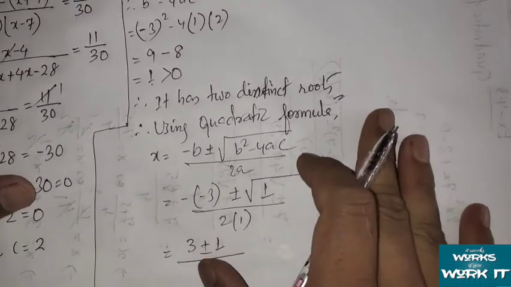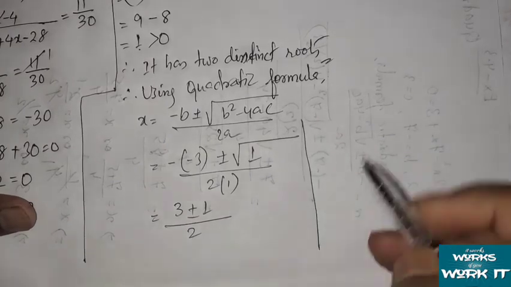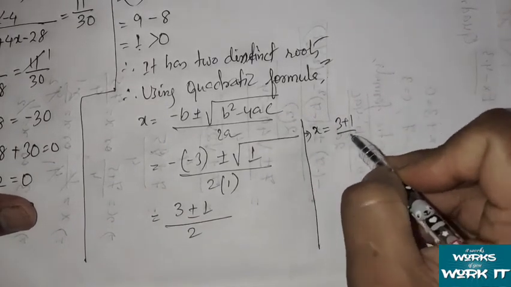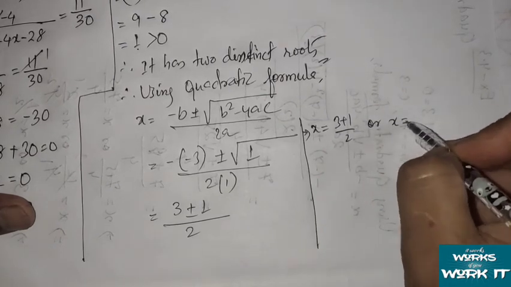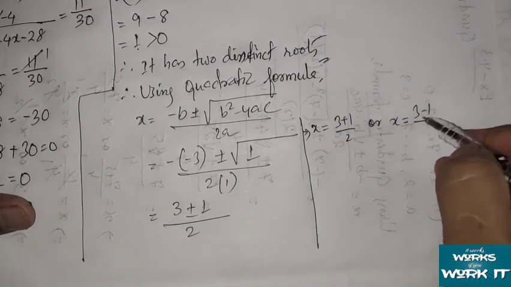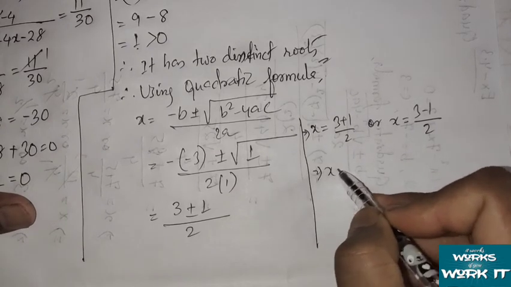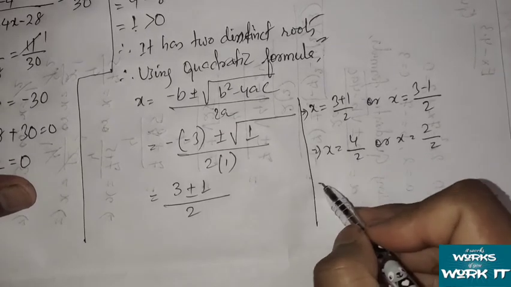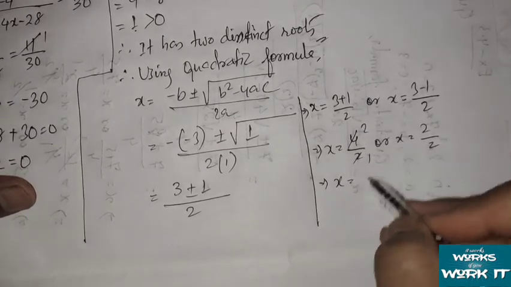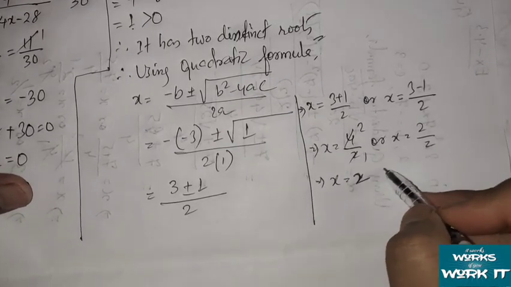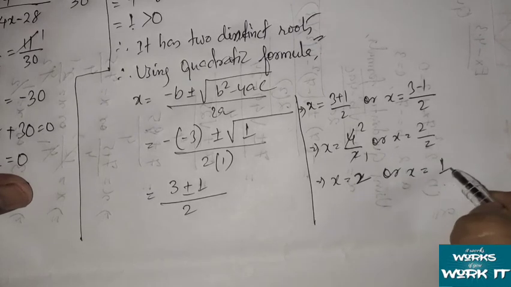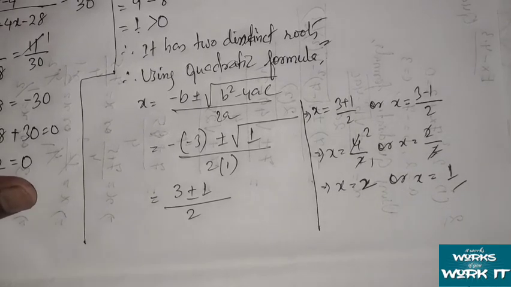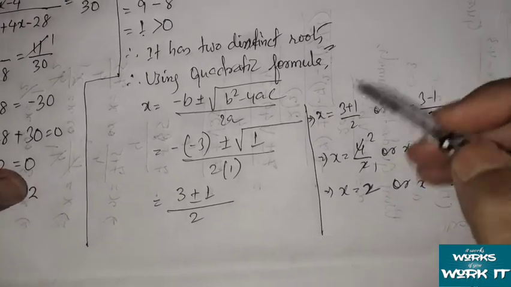Now we will solve once using the positive sign, that is 3 plus 1 by 2, and once using the negative sign, that is 3 minus 1 by 2. So x will be 4 by 2 or x will be 2 by 2. After cancellation, we are getting x equal to 2 or x equal to 1. So these are the roots of this equation.